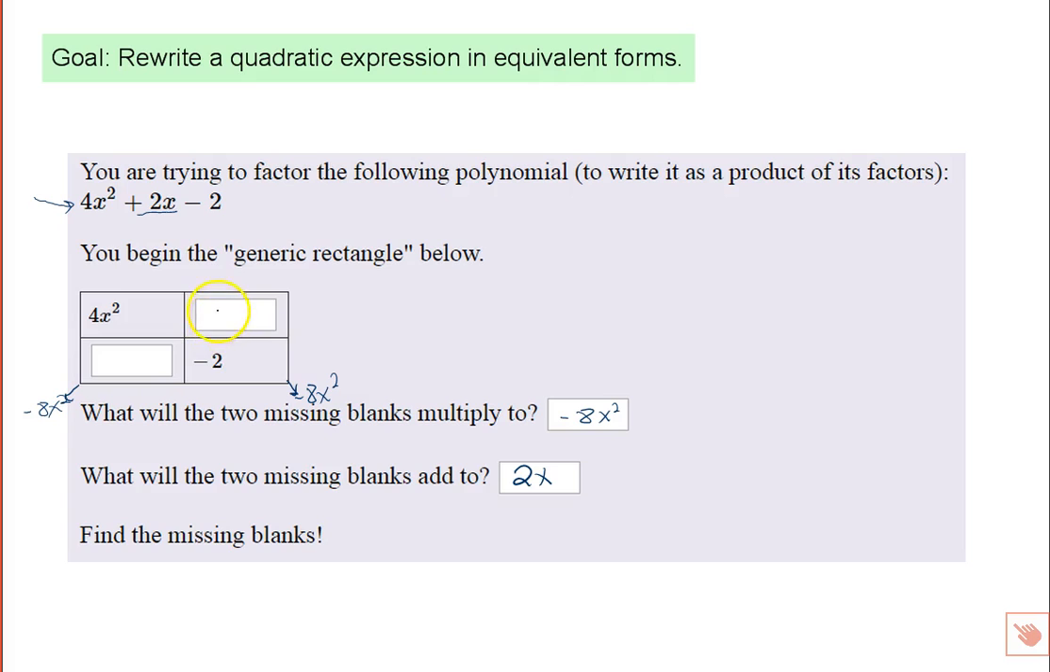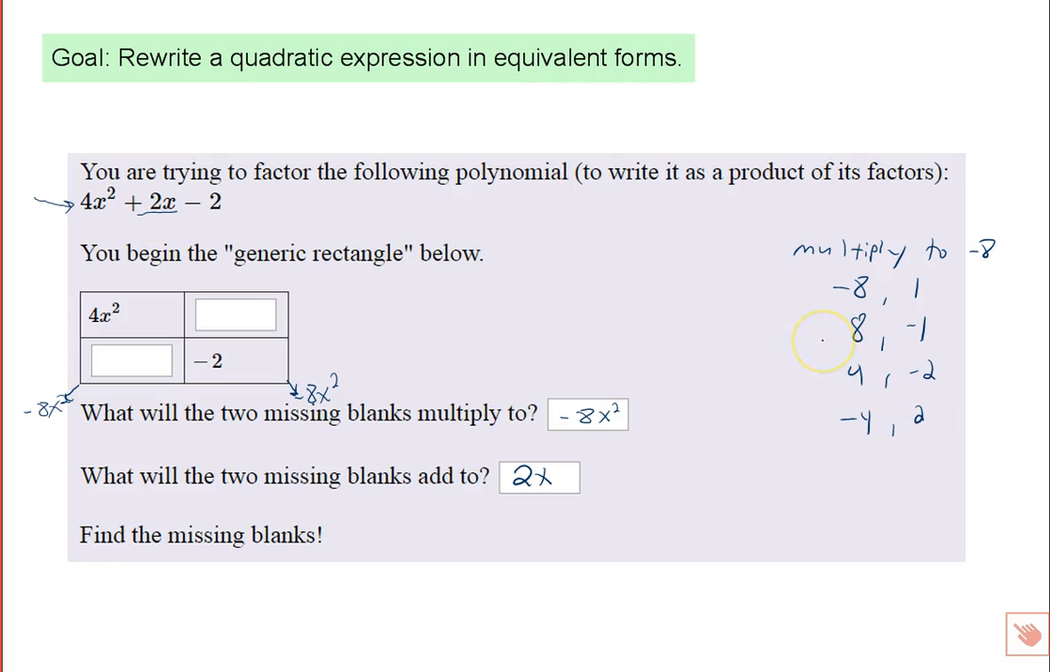Now I'm thinking about things that multiply to negative 8 and add to 2. So I'm going to make a list over here of things that multiply to negative 8. Let's see, I could have negative 8 and 1. I could have 8 and negative 1. I could have 4 and negative 2. I could have negative 4 and positive 2.